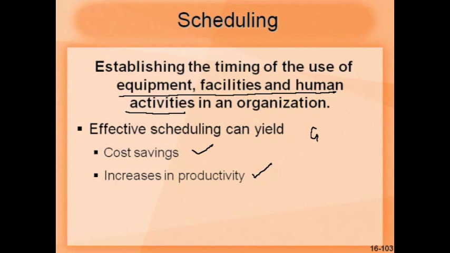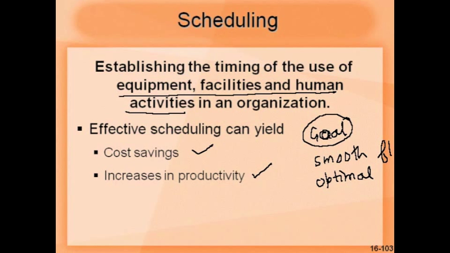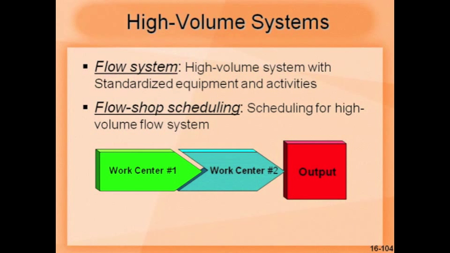So the ultimate goal is to achieve a smooth flow, that is without any disruptions. So achieving smooth flow with optimal, I'm not saying minimal, I'm just saying the best or optimal use of resources. Resources are basically your equipment, facilities, and human activities. Now, there could be different approaches to scheduling depending on different situations. Now, let's look at the next slide.